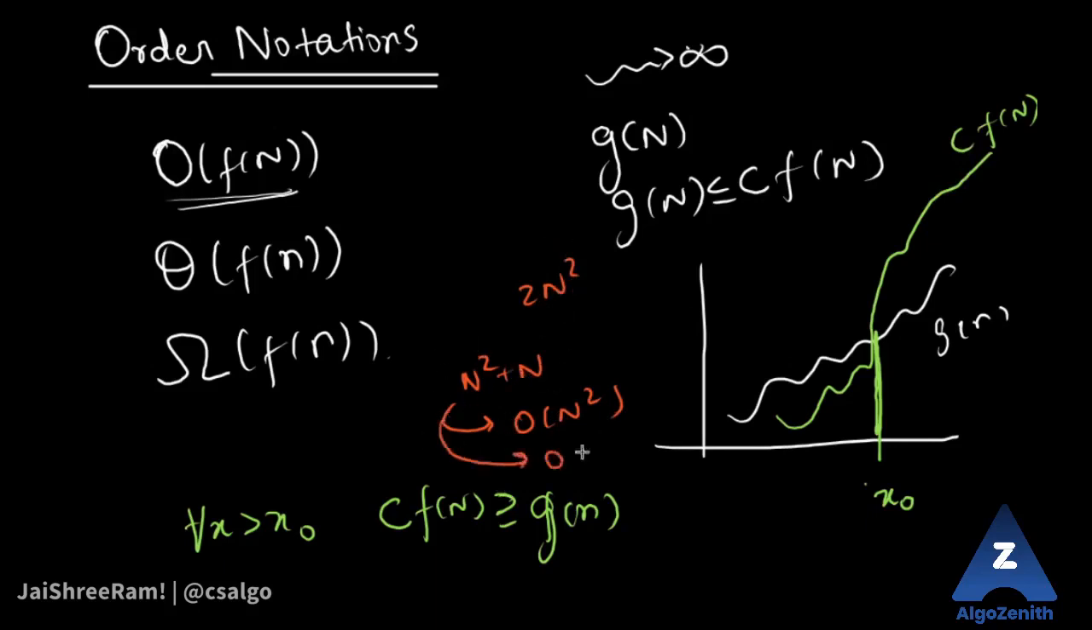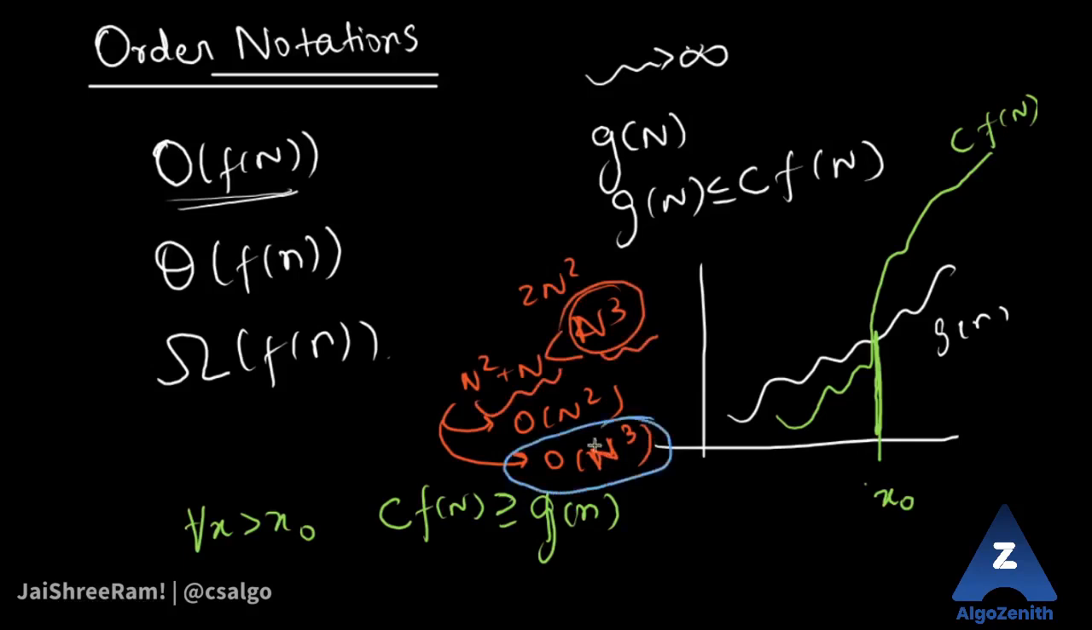This is also order n cube, right? Because we can define n cube simply as the f of n, and you will see that after some value like 10 or 20, n cube will always be greater than this function, right? So in that case we say that it is also order n cube.